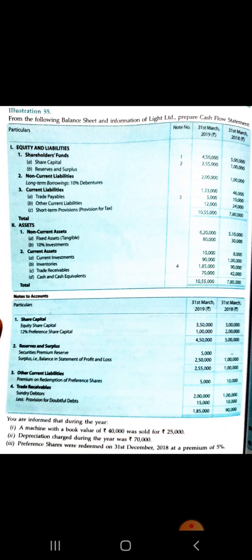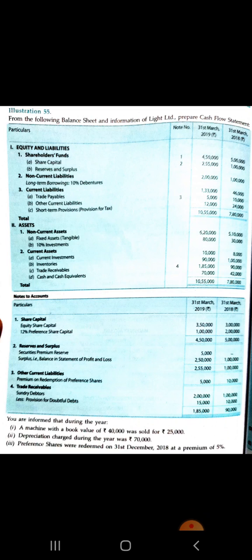Notes to accounts: share capital, equity share capital 3,50,000, 3 lakh. 12% preference share capital 1 lakh, 2 lakh. Reserves and surplus, securities premium reserve 5,000 current year, 0 previous year. Balance in statement of profit and loss 2,50,000, 1 lakh. Other current liabilities, premium on redemption of preference shares 5,000, 10,000.